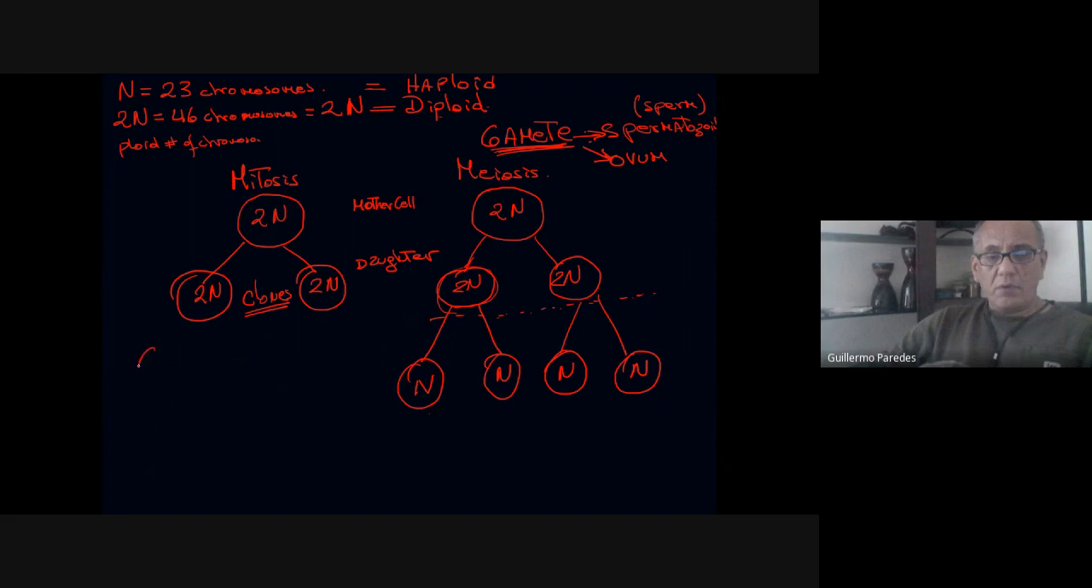Then we have another term that you need to remember before we go forward. It's called a gonad. What is a gonad? A gonad is the reproductive organ itself. Who is a gonad? The testicle and the ovary. So what is the testicle? A gonad. What is an ovary? A gonad. Give me one example of a gonad, testicle or ovary. Okay? All right. You okay with that?